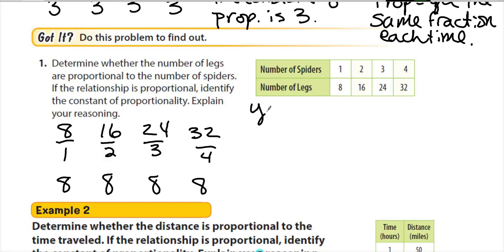So yes, it's proportional. Let's do comma, and then we'll do and. Try to shorten it up a little bit. And the rate is constant.